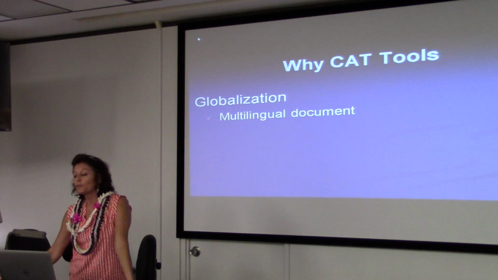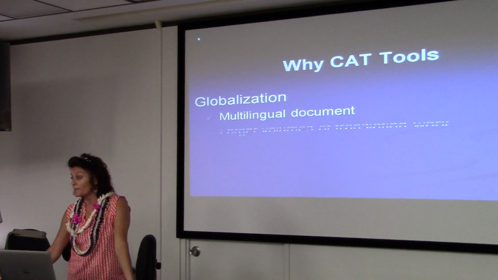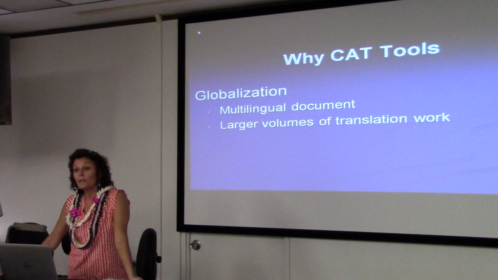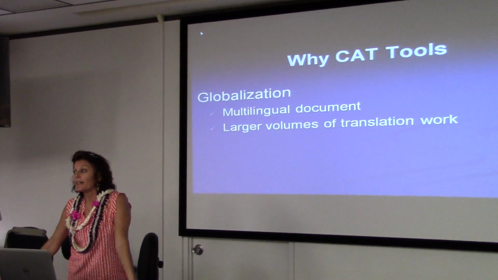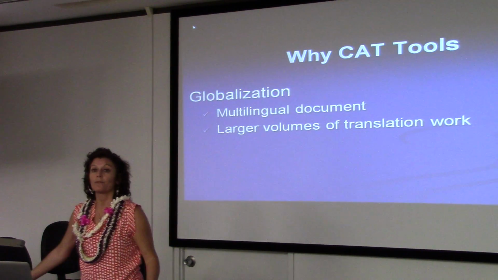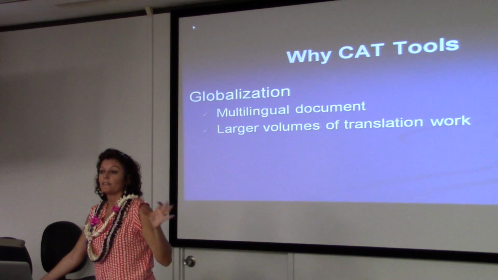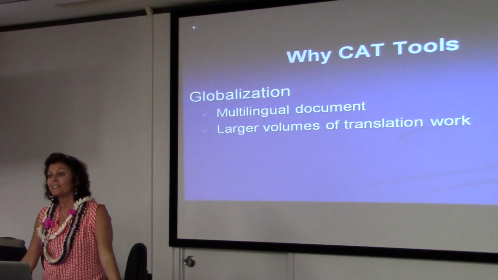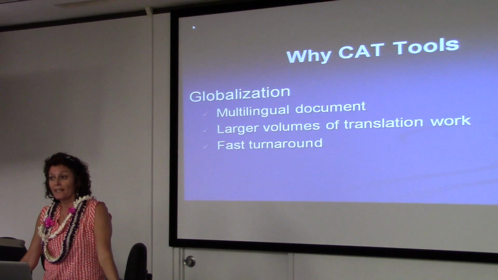So a CAT tool now is indispensable. It's essential for every professional translator on the market. The volume of work is really, really big these days. In the translations I deal with, there is no document under, I would say, 5,000 words, because you don't translate little paragraphs here and there these days. You have a lot of different needs for different companies. And the turnaround is fast as well.